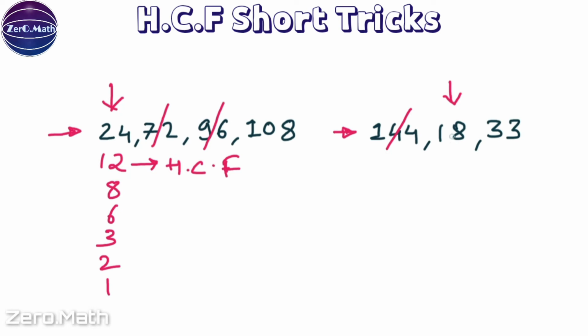So let's find the factors of 18. Factors of 18 are 9, 6, 3, 2 and 1. Start from 9. Whether 9 is also a factor of 33? No. Whether 6 is a factor of 33? No. Whether 3 is a factor of 33? Yes, because 3 times 11 is 33. So 3 is going to be our HCF.